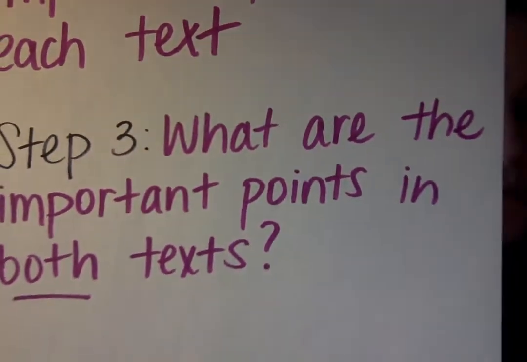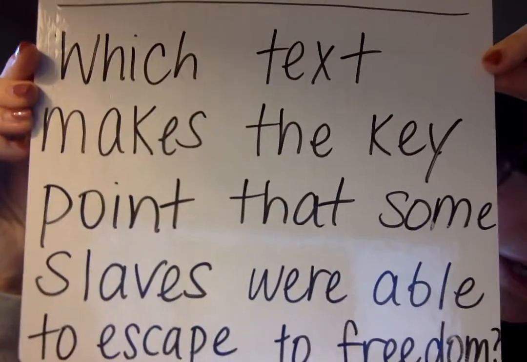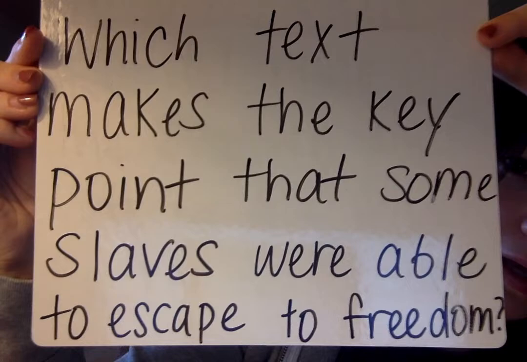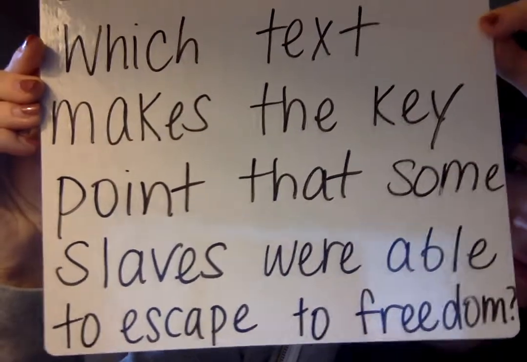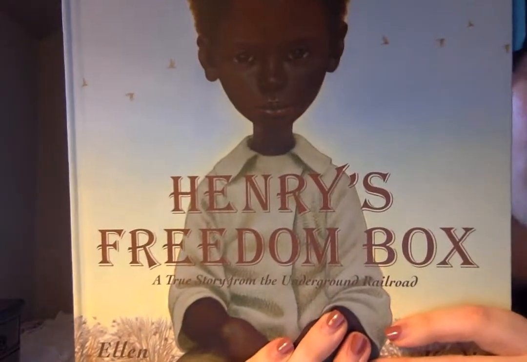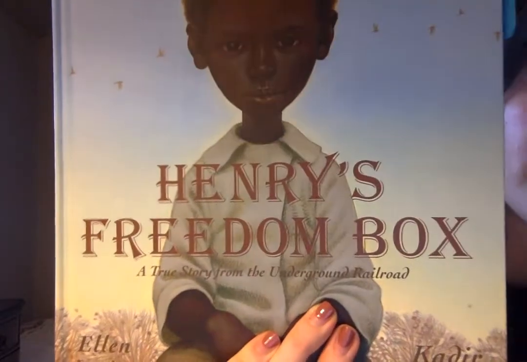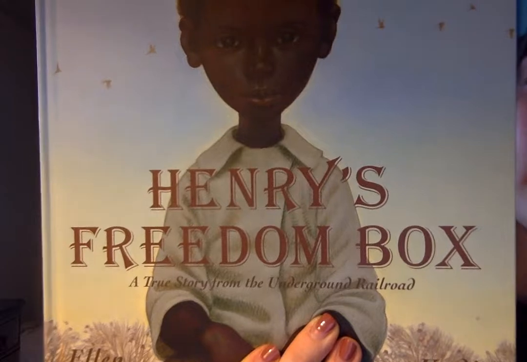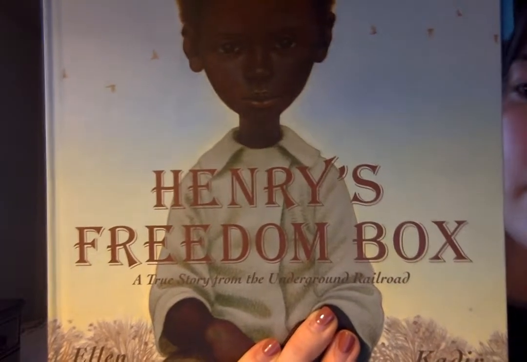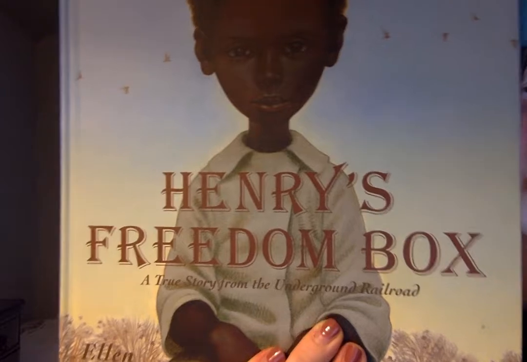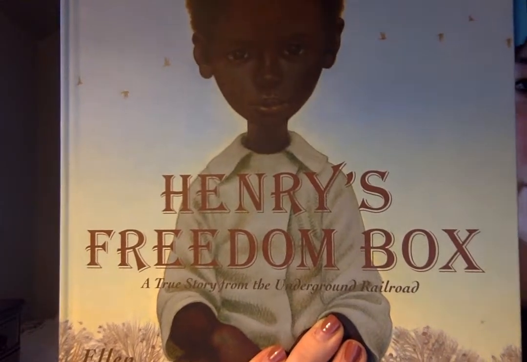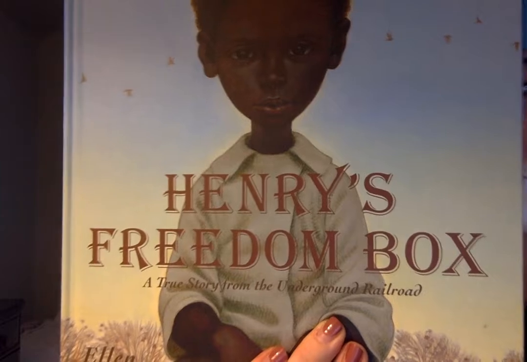So what are the important points in both texts? This is where I really need your help, friends. I want you guys to think. Remember, our question is, which text makes the key point that some slaves were able to escape to freedom? Does Henry's Freedom Box make the key point that some slaves were able to escape to freedom? I'll give you guys a few seconds to think about it. You guys can do thumbs up, thumbs down, or just think. Does this text make that key point just based on what we know about it? What the text is all about?